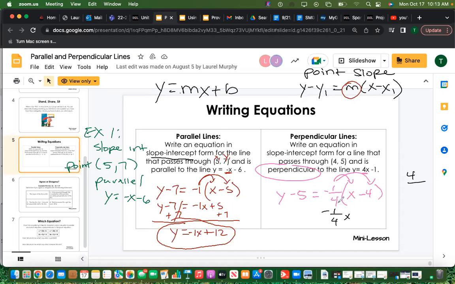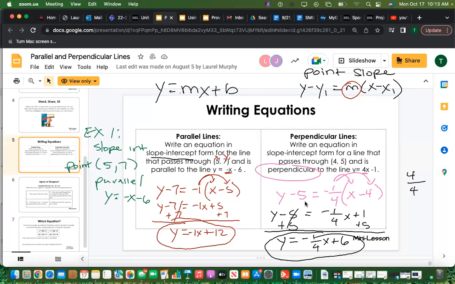And then 4 times 1 is going to give us, so 4 divided by 4 is 1. Then we're going to add that 5 to the other side because we want to get y by itself. So our final answer is going to be y equals -1/4 x plus 6. Ta-da.